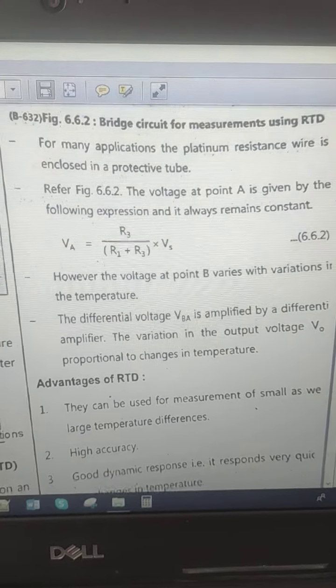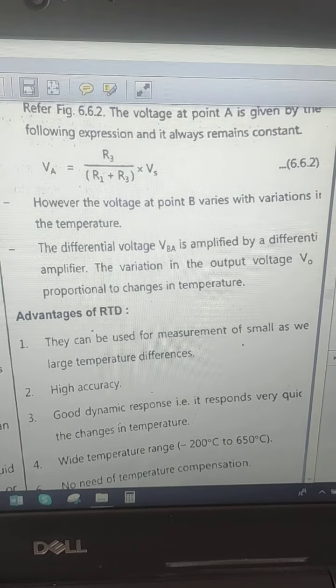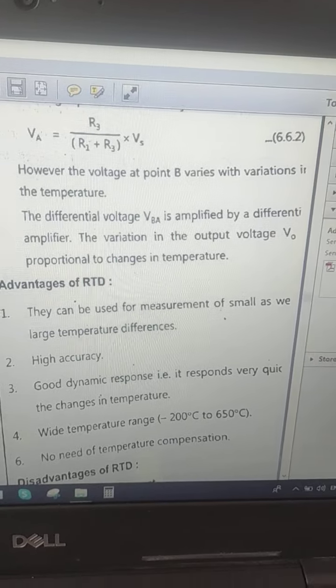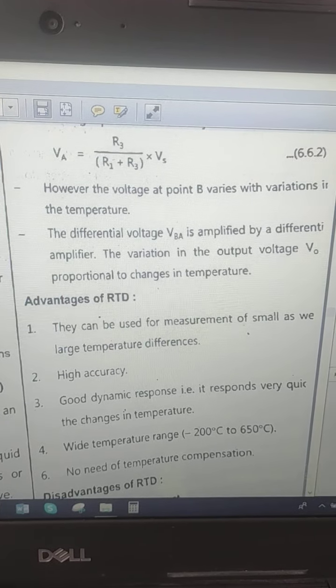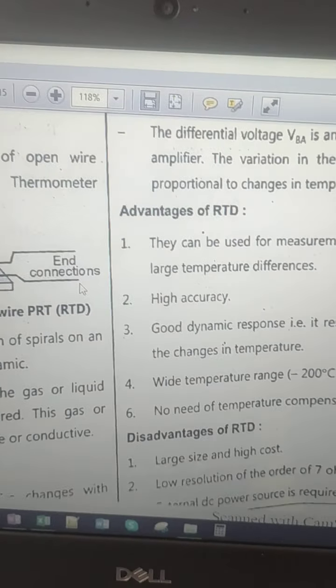The advantages, which can be used for measurement of small or large temperature: high accuracy, good dynamic response, wide temperature range, and no need for temperature compensation.